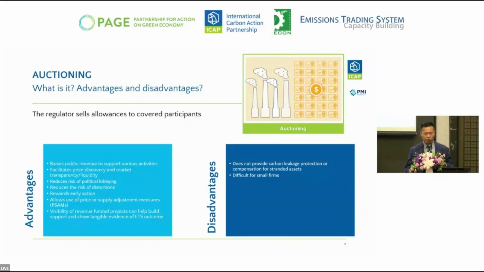So for the method where the government sells allowances to the companies, we mainly talk about auctioning here. Auctioning is, theoretically, from economic theory, the best way to allocate resources. Again, all this information you can find in the ICAP World Bank ETS handbook, and also in the slides, which you will get later.